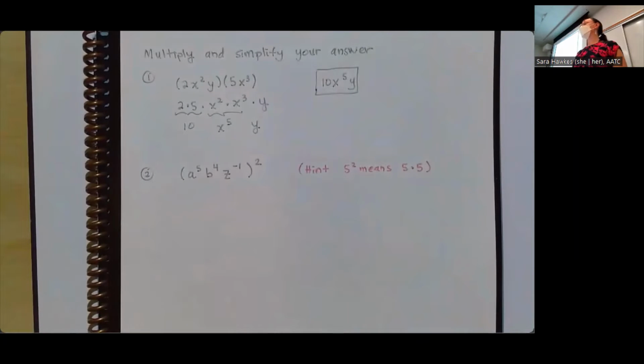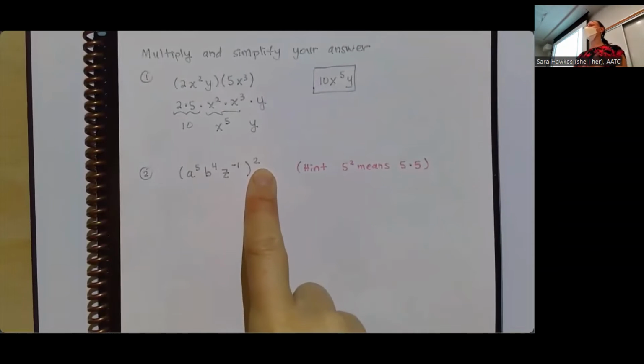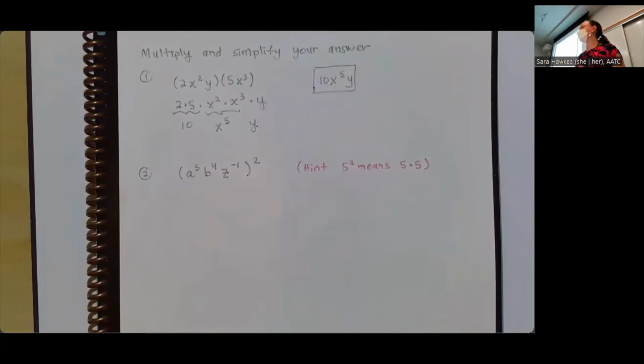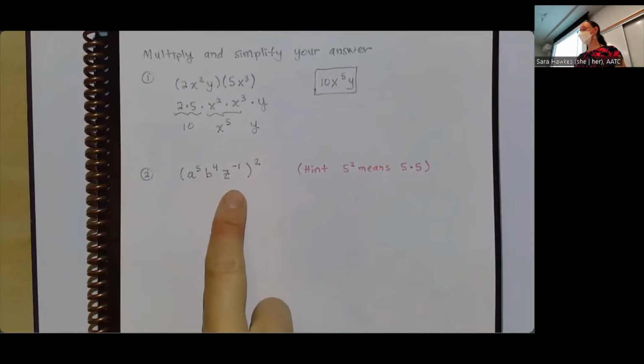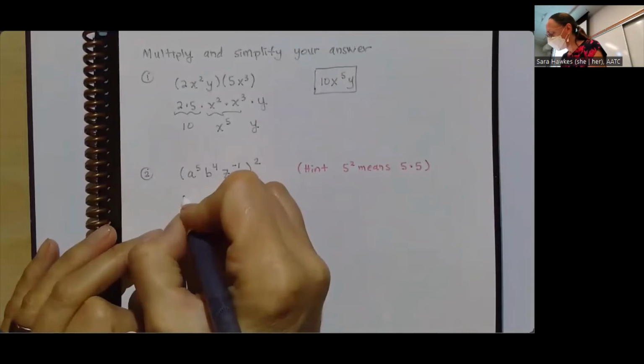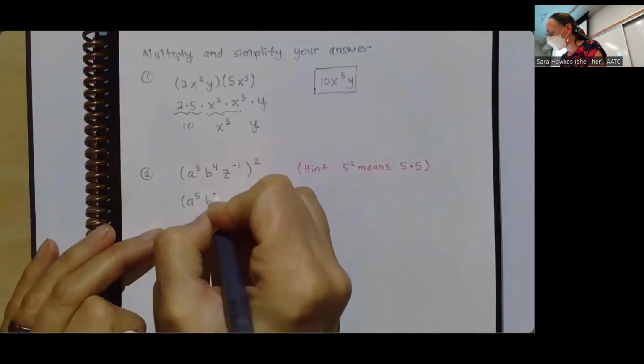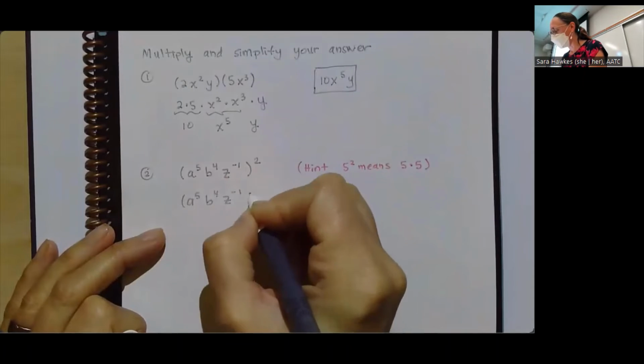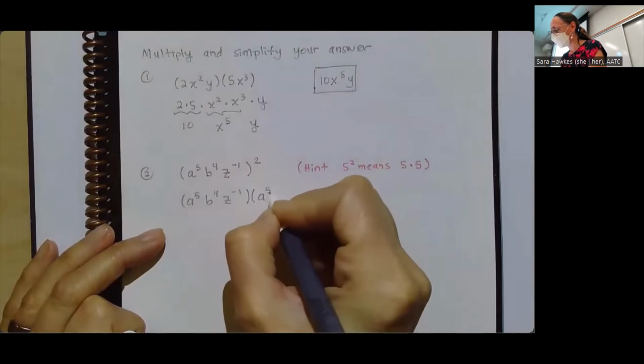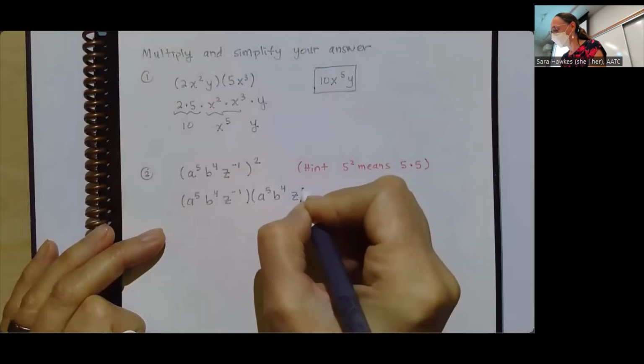This one, I intentionally wrote it this way, but one of the things that is good to keep in mind is that that exponent just means that I'm multiplying the thing by itself. If I have x squared, it means I'm doing x times x. If I have 5 squared, it means I'm doing 5 times 5. If I've got some junk squared, it means I have the junk times itself. So this is the same as a to the 5th, b to the 4th, z to the -1 times a to the 5th, b to the 4th, z to the -1.